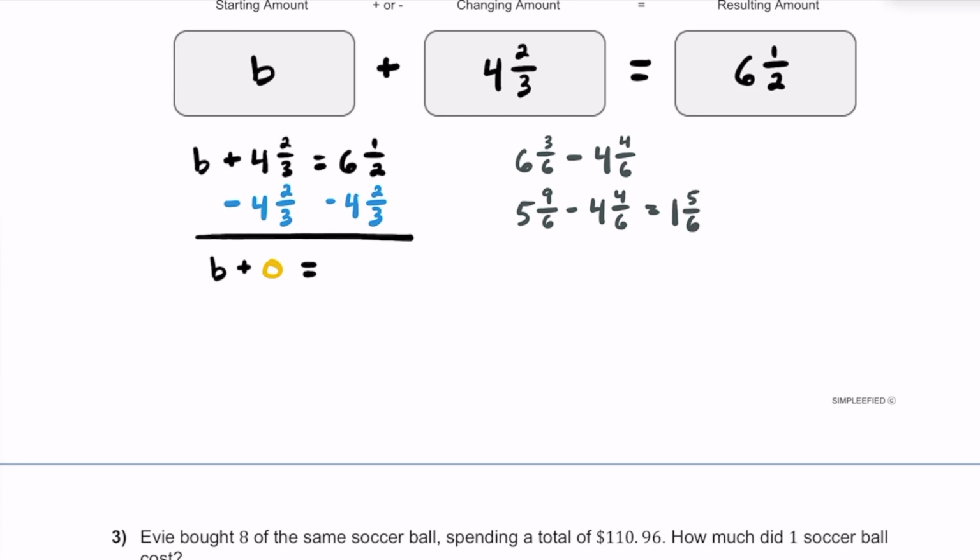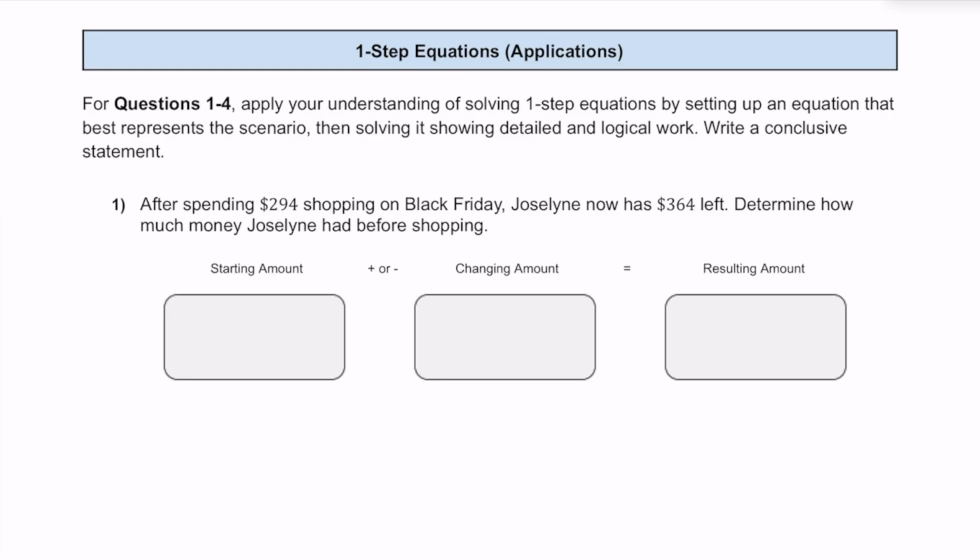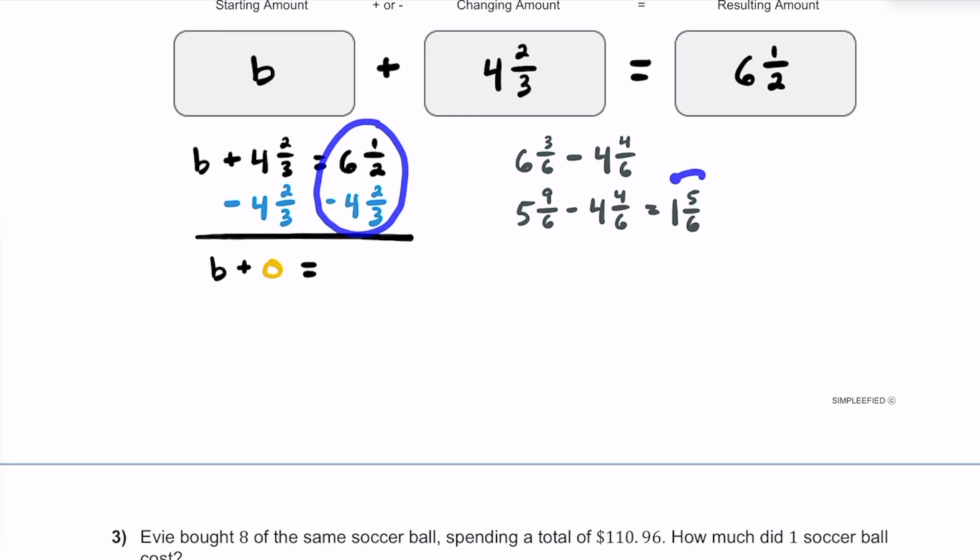Okay, so if you wanted to just go straight to improper fractions, you could change both of these to improper fractions and do it that way. That's also fine. So what's 6.5 cups of sugar take away the 4 2/3 cups of sugar? Well, we just found out that's going to be 1 and 5/6 cups of sugar. That's going to be before the sugar was added. Okay, so b plus 0, using what property? That's the identity property of addition. We can say b is equal to 1 and 5/6.